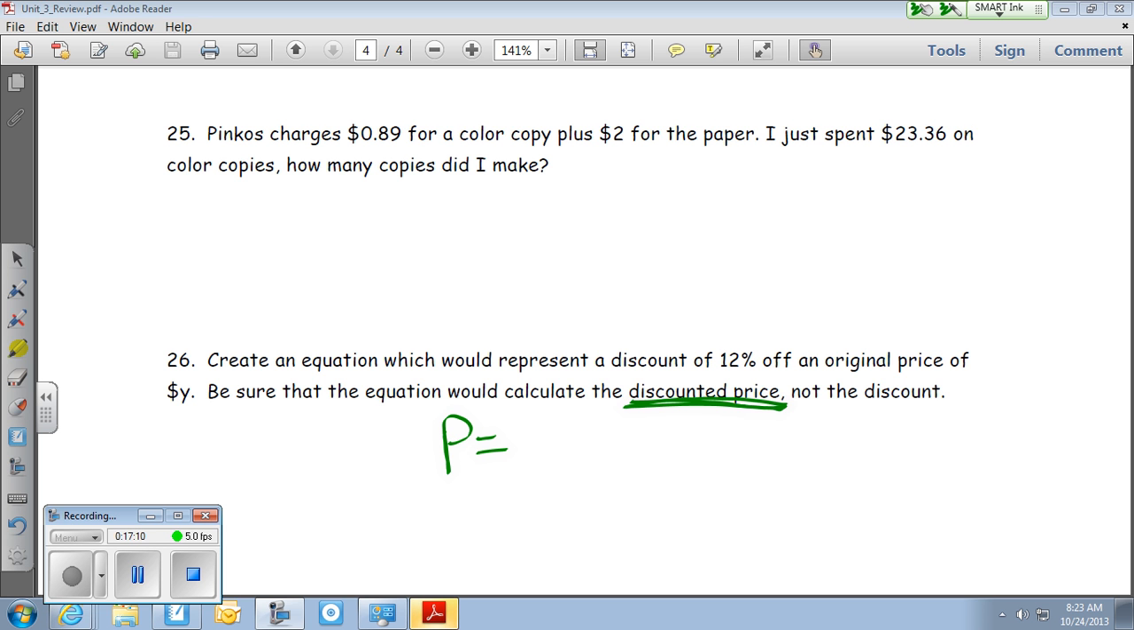So I'm going to start with the actual original price of $Y, and I'm going to subtract 12 times Y, 0.12. 12% is also 0.12. So I'm going to subtract 0.12 times Y, and that would give me my sale price. So that's all you need to do for that problem, is create an equation and then solve if you're asked to.